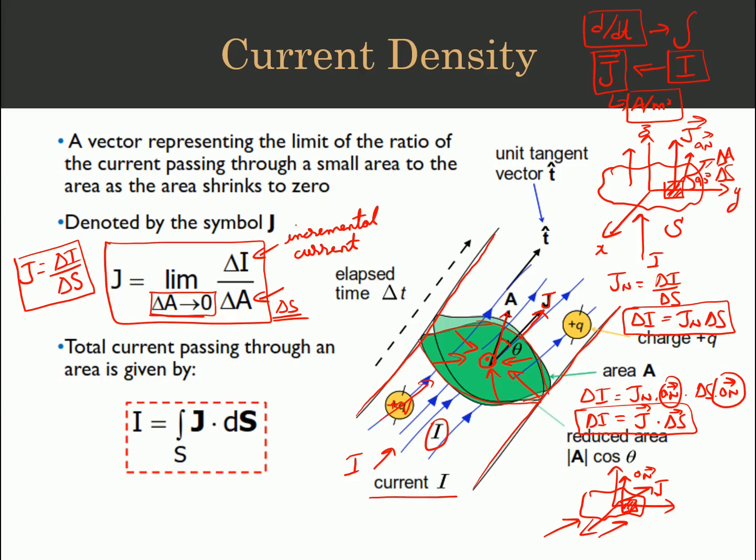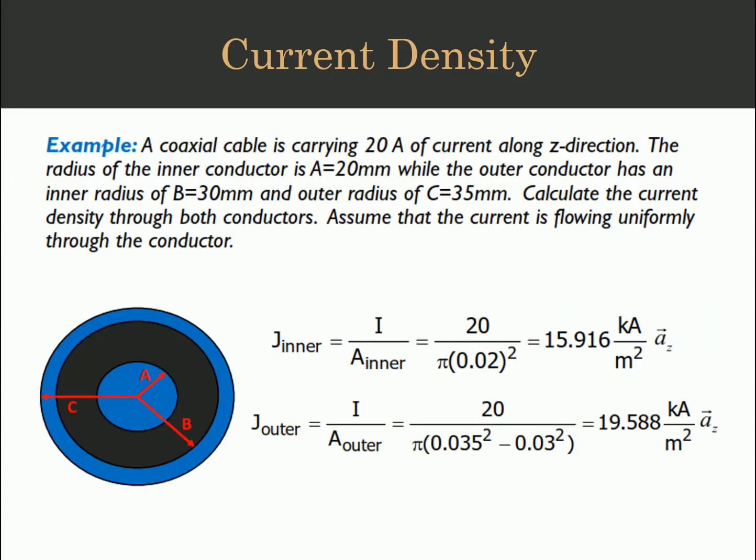And similarly, if we want to find the effect of the overall current inside the conductor, then we can use this equation that gives us the total current passing through any area, which is the surface integral of the current density with the dot product of the differential surface element, or the small surface. So this is the current density that we have, and we have seen this visually and with the expression as well. So let us look at an example where this current density is practically utilized.